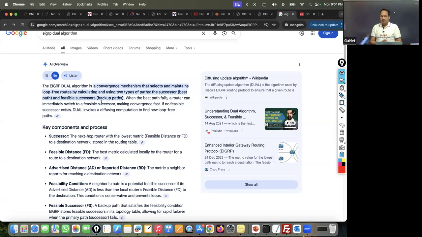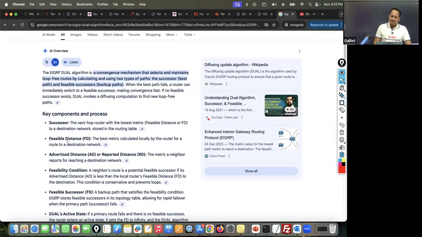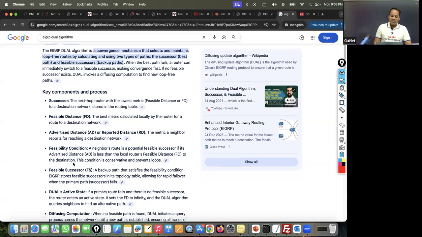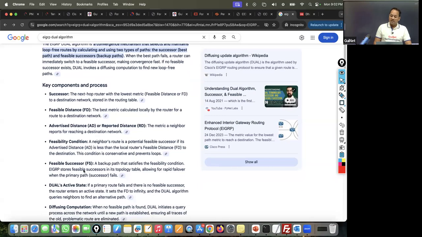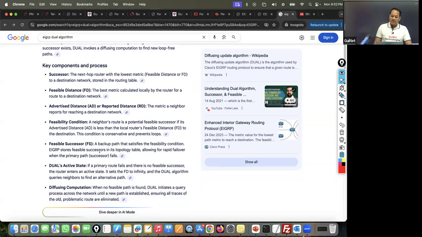No, it is not going to happen. But in EIGRP it is going to happen. That's why it's going to be very fast convergence. And they use the parameters: successors, feasible successors, feasible conditions, DUAL, active state, and advertised distance, reported distance.